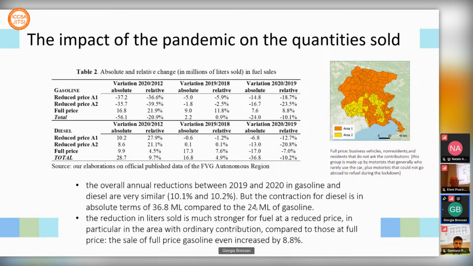The reduction in liters sold is much stronger for fuel at a reduced price, in particular in the area with ordinary contribution, compared to those at full price. The sale of full price gasoline even increased by almost 9%.